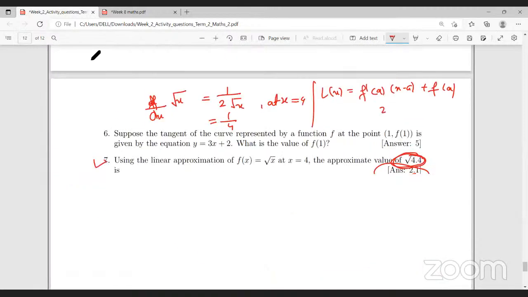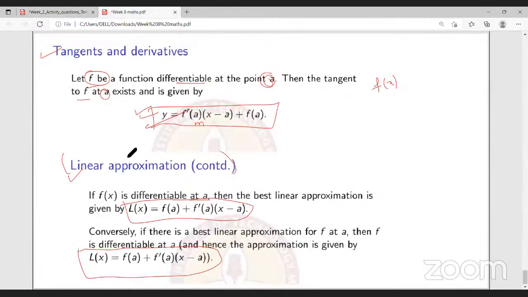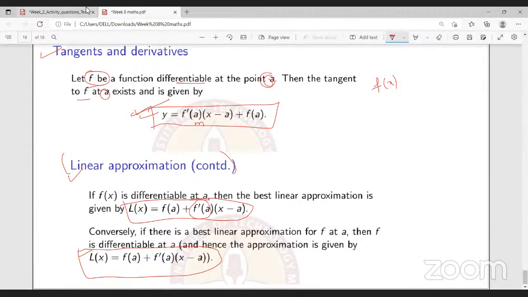In this whole week, just remember these two equations for tangent and for linear approximation. You have to find the derivative at a particular point, put the value of a in the function and form the equation. You will get the answer in all the cases.